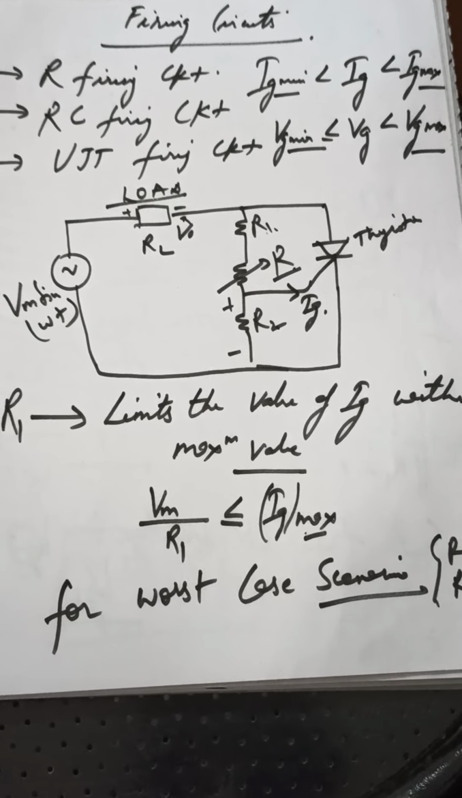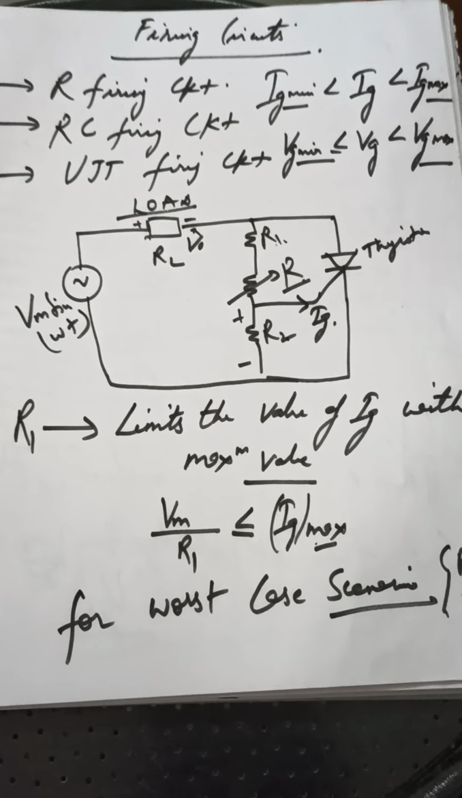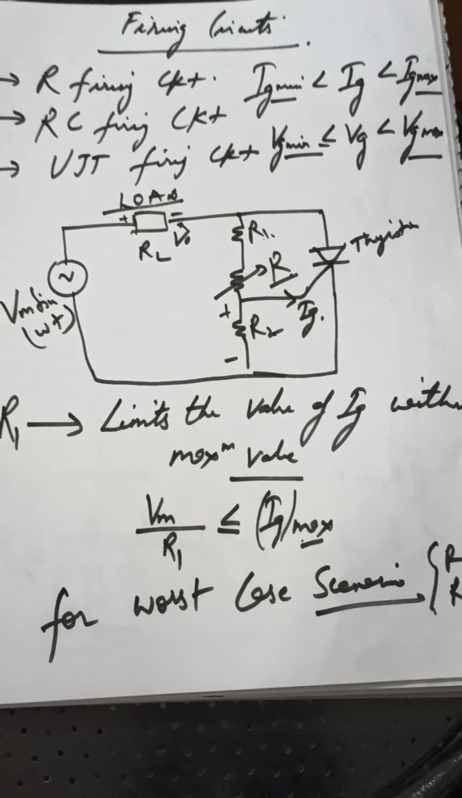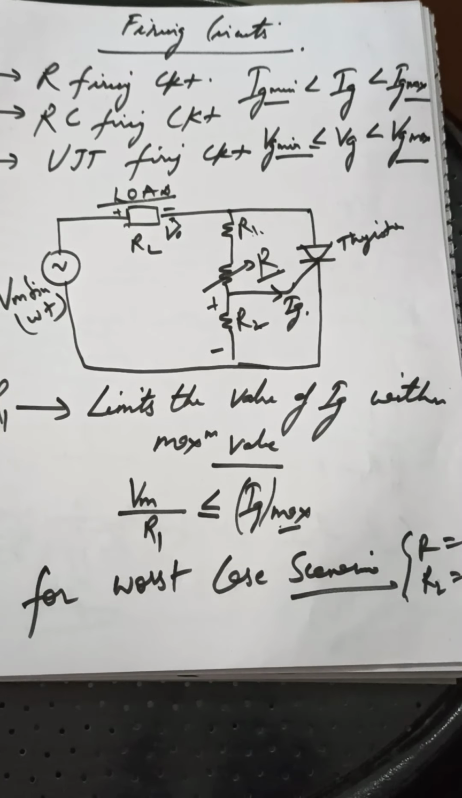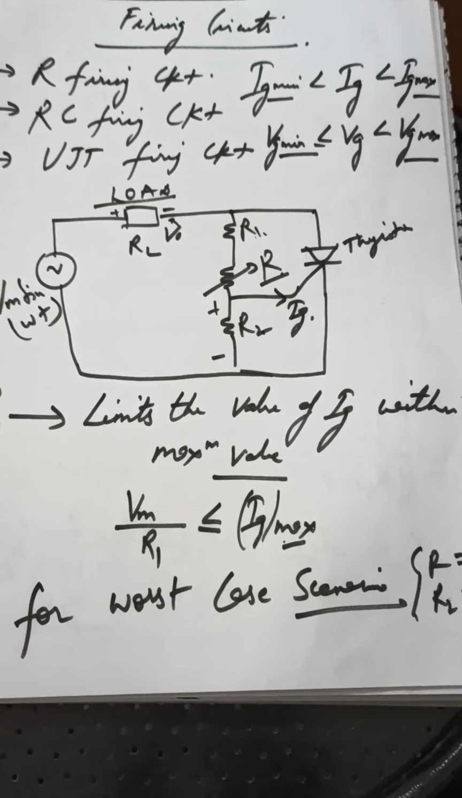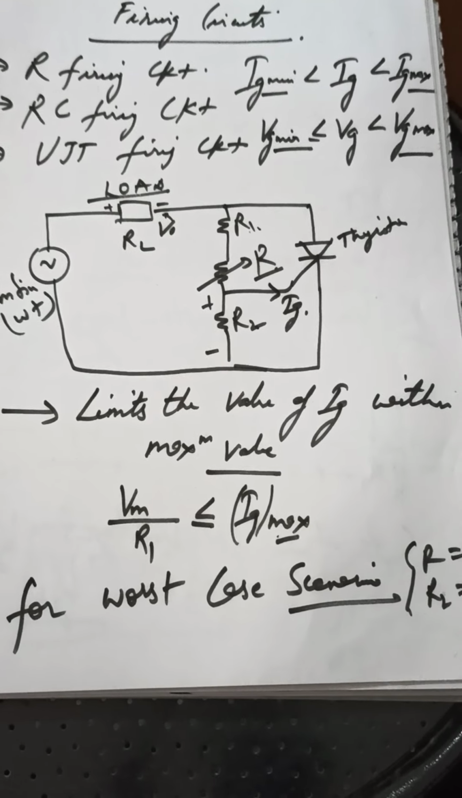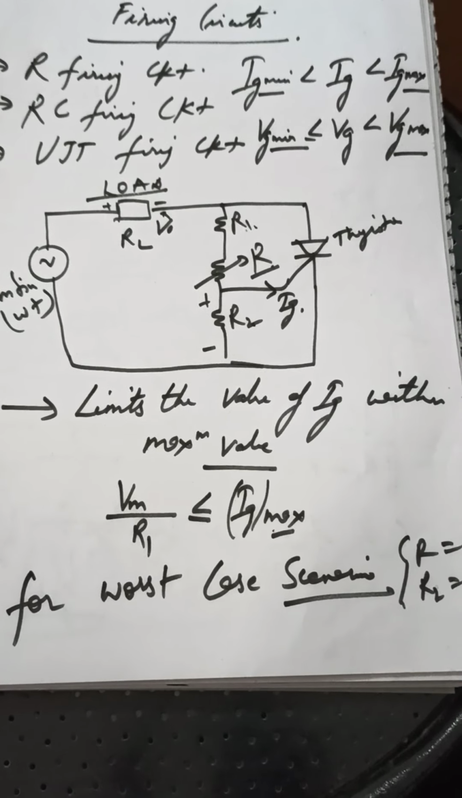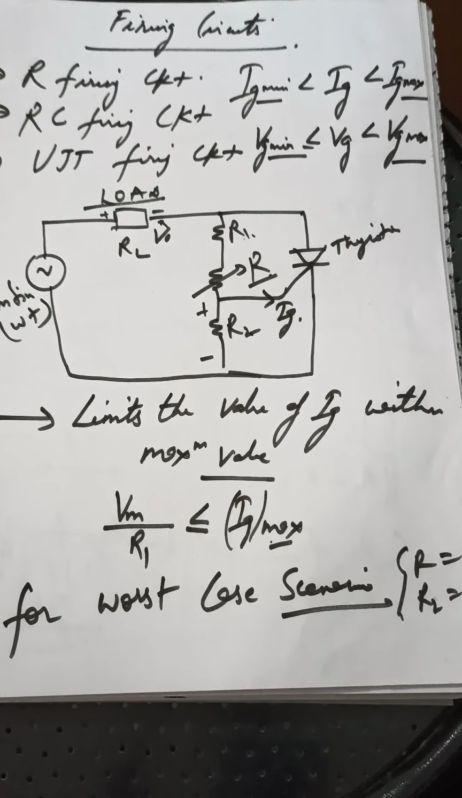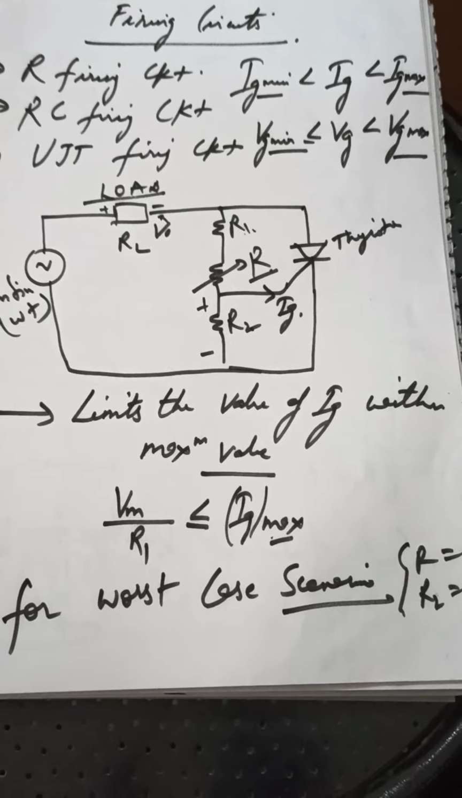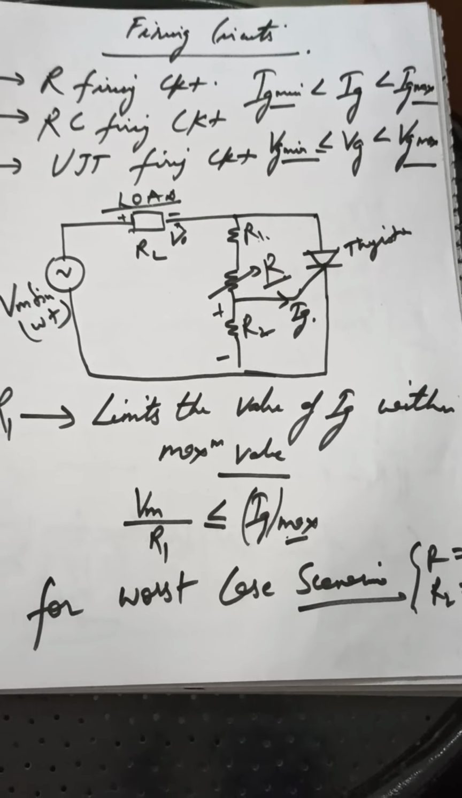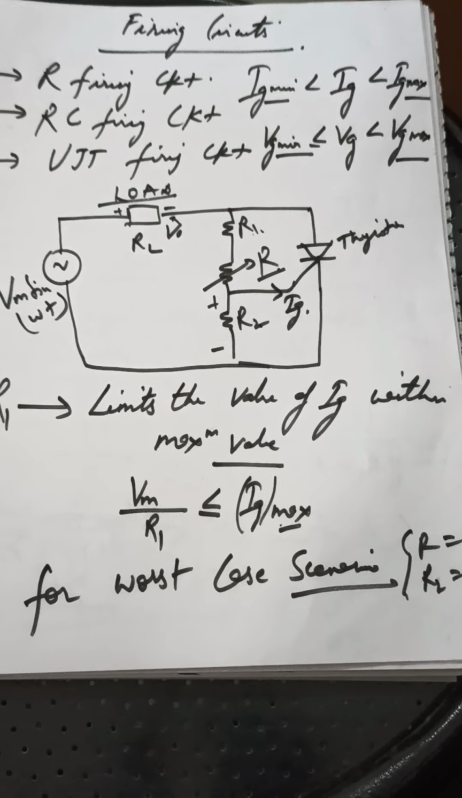that is IG. Now, before proceeding further, two to three things have to be the governing constraints, or the equations, of this firing circuit. First, the gate current has to be between its minimum and maximum value. Second, the gate voltage, that is VG, has to be between VG minimum and VG maximum.